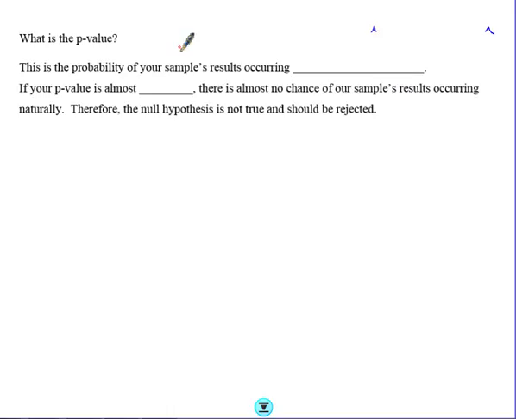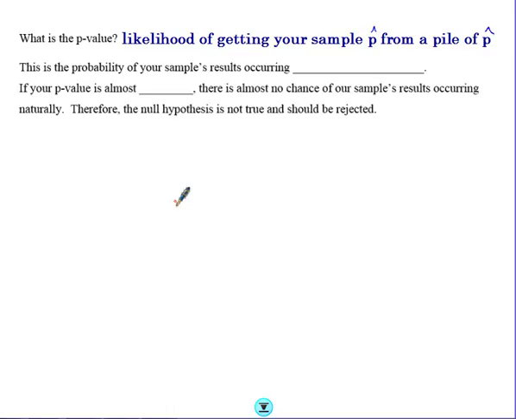So what exactly is the p-value? The p-value is the likelihood of getting your sample p-hat from a pile of p-hats. If you remember in those activities where we all put little stickers up on the board, we were all making these little p-hats. When I find a p-value, that's saying what's the probability of me reaching into that pile of p-hats and picking out your particular sample to get your sticker. So basically this is the probability of your sample's results occurring naturally or by random chance.